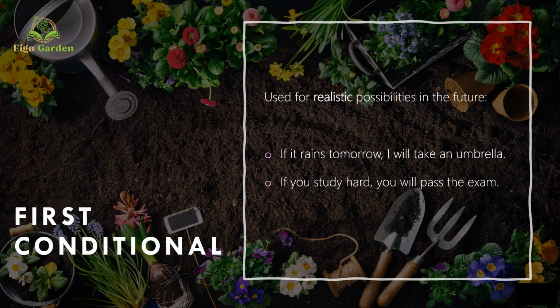Next, the first conditional is all about realistic possibilities in the future. These are real expectations that have a high certainty of happening, or that something will almost certainly happen in a certain situation. If it rains tomorrow, I will take an umbrella. This shows a likely scenario and its probable outcome.